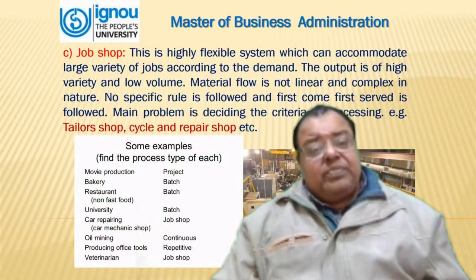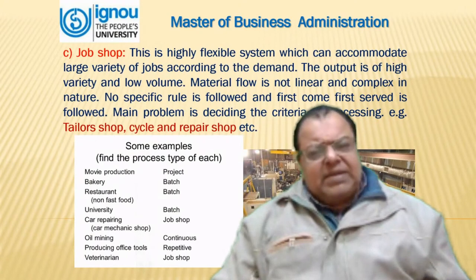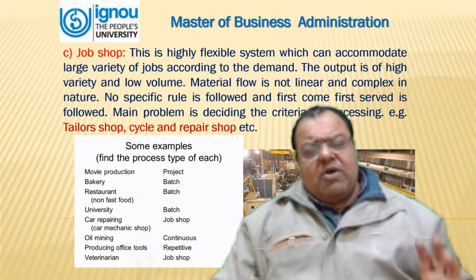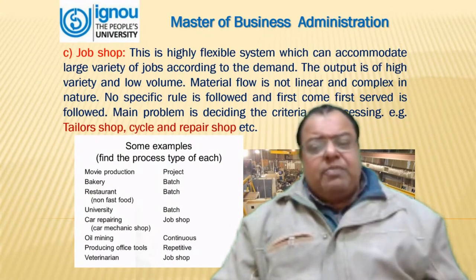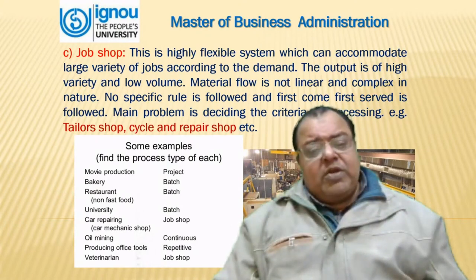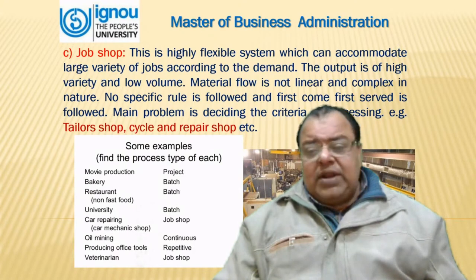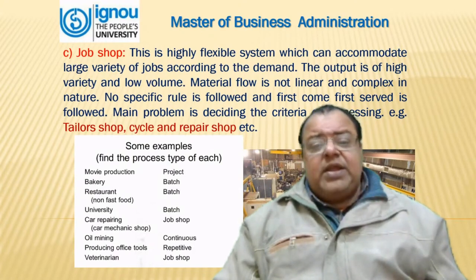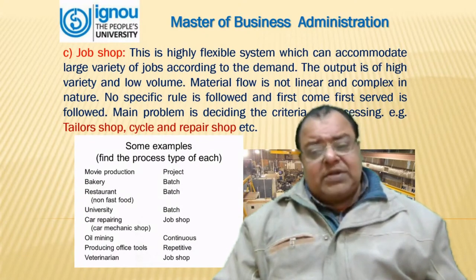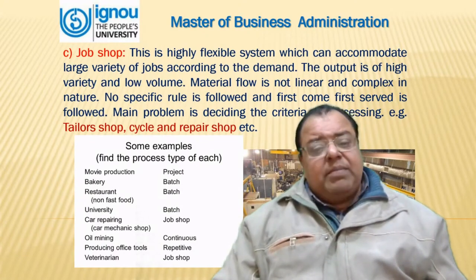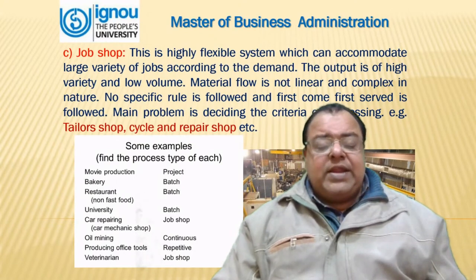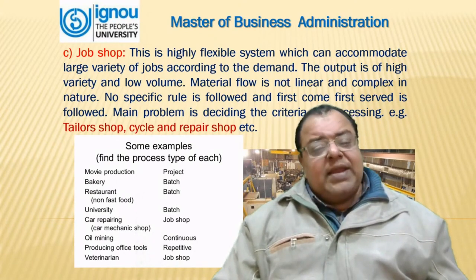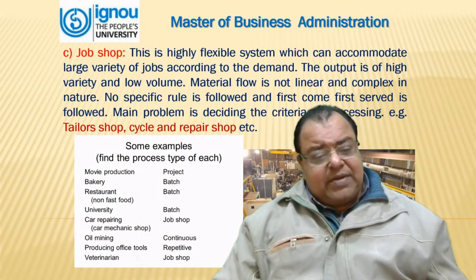Then comes your job shop. This is a highly flexible system which can accommodate a large variety of jobs according to the demand. The output is of high variety and low volume. Material flow is not linear and complex in nature. No specific rule is followed, and first come first serve is followed. Main problem is designing the criteria of processing. An example is tailor shop, cycle and repair shop, etc.